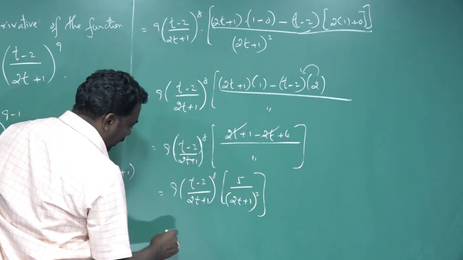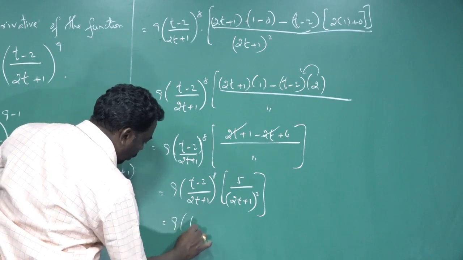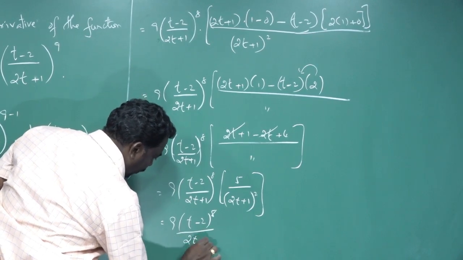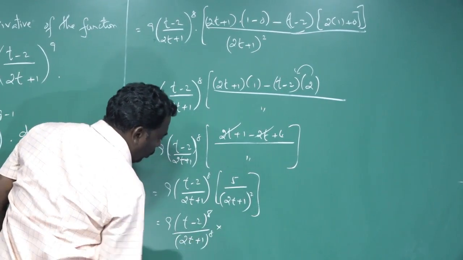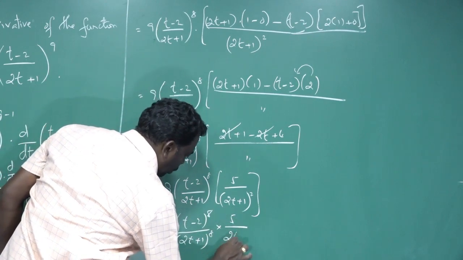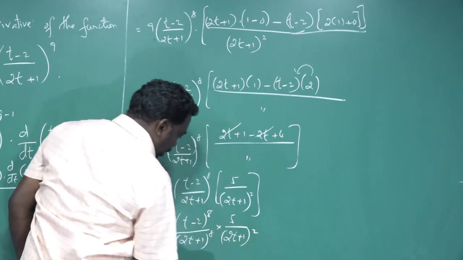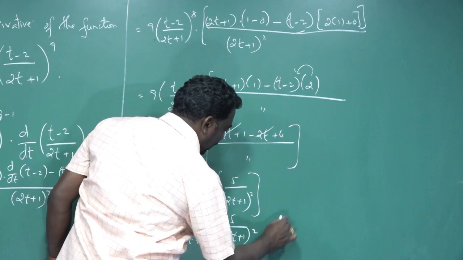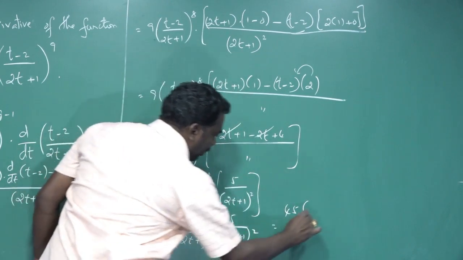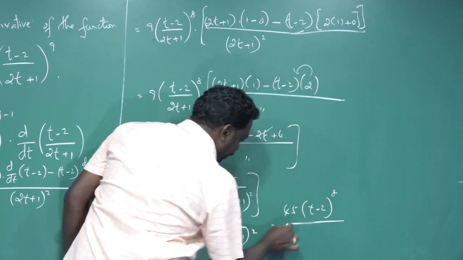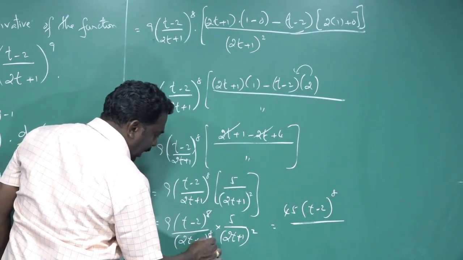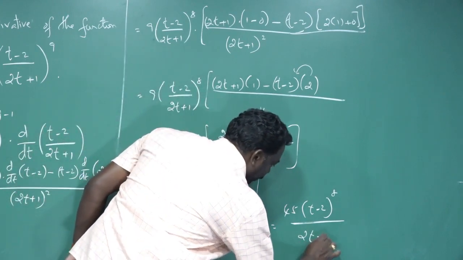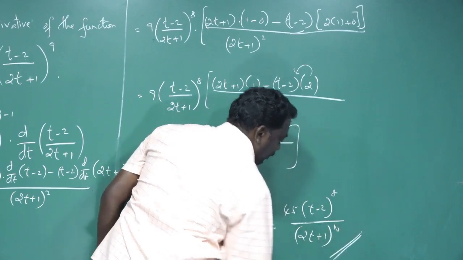Now take this power inside the bracket, and that is equal to 9 into (t minus 2) whole power 8 by (2t plus 1) whole power 8, into 5 by (2t plus 1) whole power 2. Now just combine both terms, multiply 5 into 9, which is 45. That is the final answer: 45 into (t minus 2) whole power 8 by (2t plus 1) whole power 8 into (2t plus 1) whole power 2. Just adding the powers, 8 plus 2 equals 10. Therefore it is (2t plus 1) whole power 10. That's the final answer.